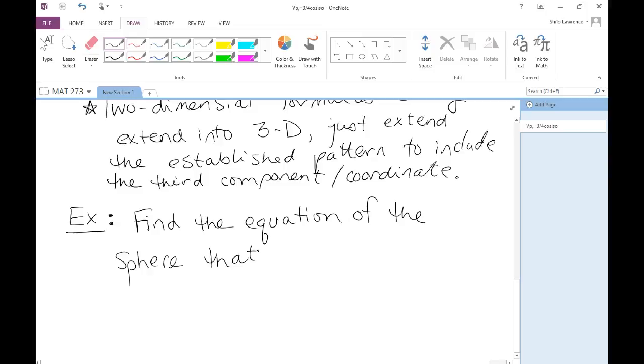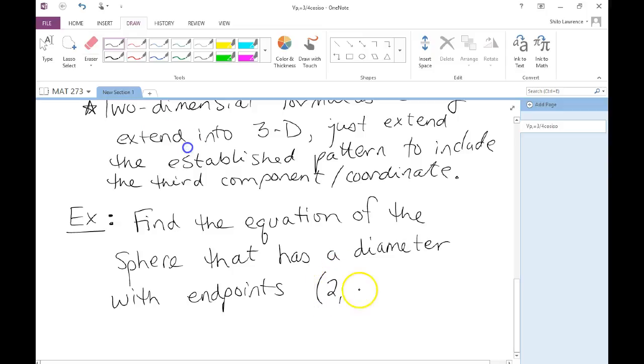The first one we're going to do is we're going to find the equation of the sphere that has a diameter with endpoints (2, -5, 1) and (6, 1, 9).